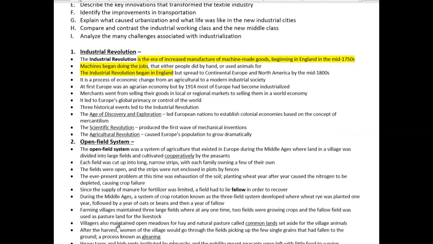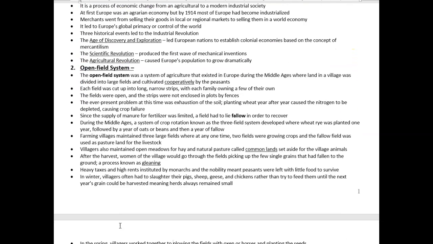2. The Open Field System. The open field system was a system of agriculture that existed in Europe during the Middle Ages, where land in a village was divided into large fields and cultivated cooperatively by the peasants. Again, since that's an ID term and that appears to be a definition, I'm going to go ahead and highlight that. Each field was cut up into long, narrow strips, with each family owning a few of their own. The fields were open, and the strips were not enclosed in plots by fences.